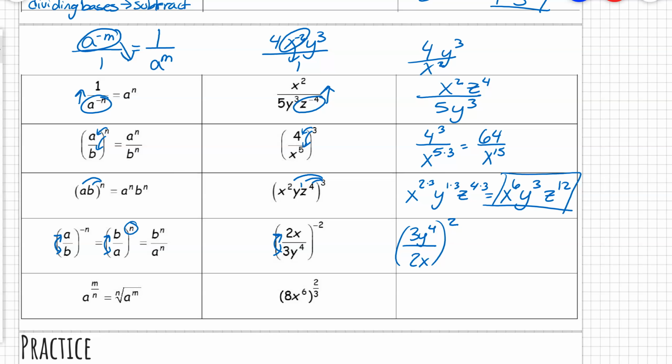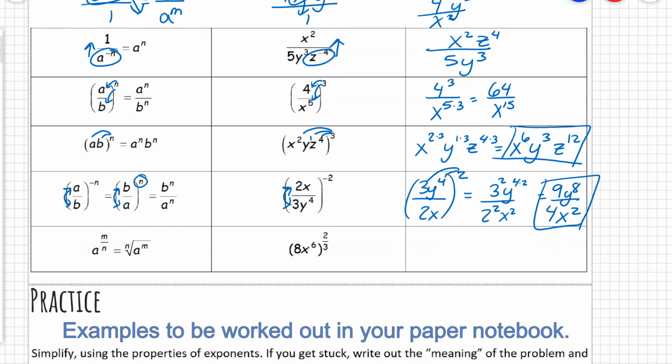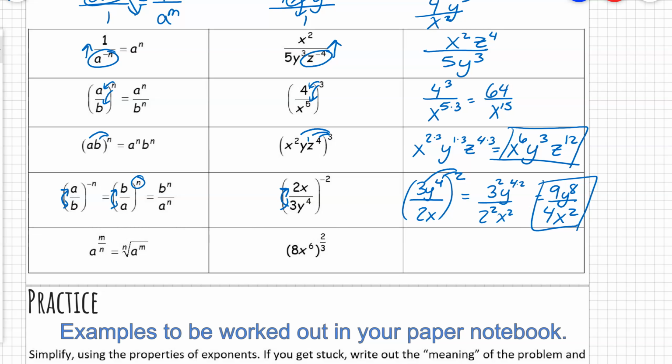Now you can go ahead and distribute in that squared, because it is a power to a power rule going on with a fraction. That looked a little messy. I'm just going to go ahead and do one step at a time here. So it's going to be 3 squared, y, 4 times 2 is going to give us, well, I can write that out, and then we'll do one more. And then 2 squared, and x squared. Okay, simplifying life here. So 3 squared is going to give us 9, y to the 8th divided by 4x squared. And there's nothing else we can simplify out of 4 and 9. We are done.